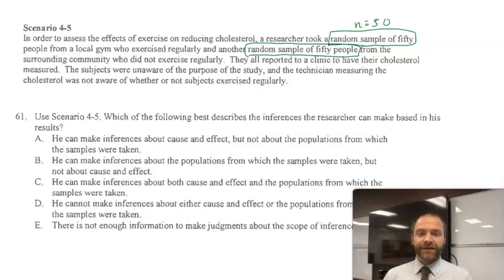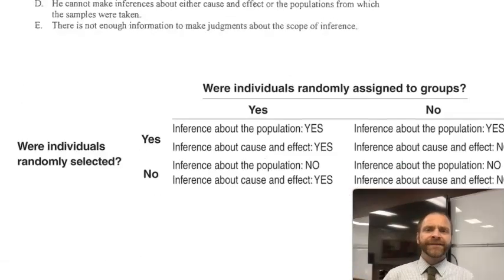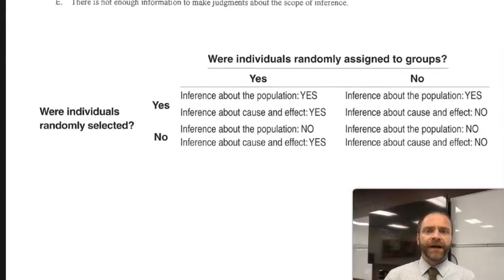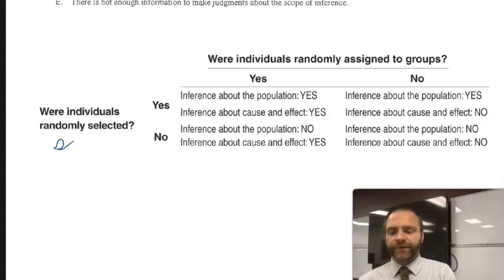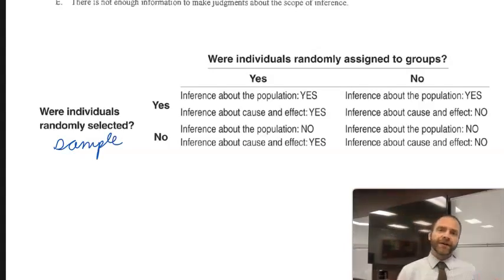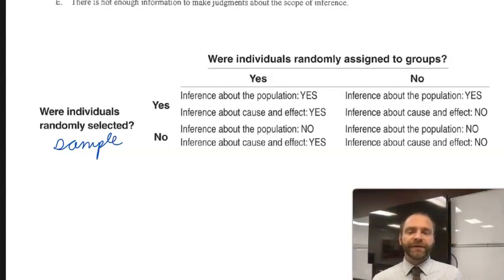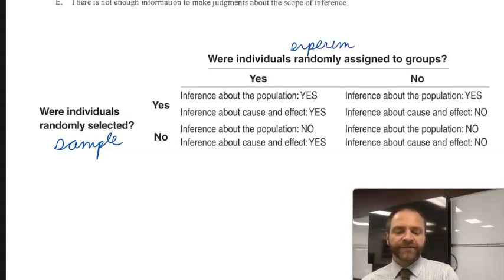I'm going to focus on what we know. Here is the outline of what's going on. This is our scope of inference. We have to figure out, were they randomly selected, were they randomly assigned? The way we learned this, randomly selected is if you're taking a sample. If I'm doing a sampling process, usually I'm randomly selecting. Usually if I'm randomly assigning, that's dealing with an experiment. So that's where I'm focusing here.